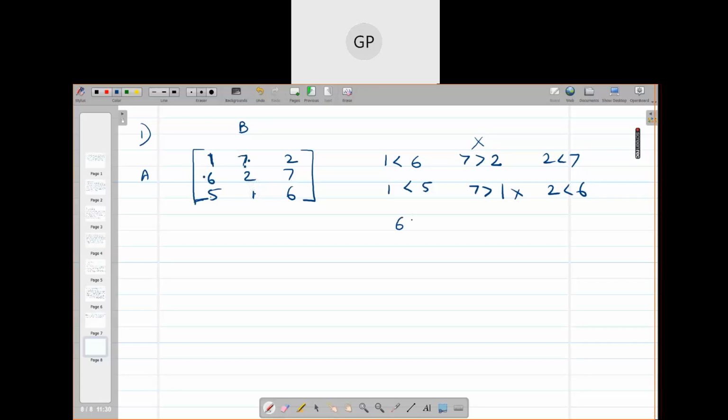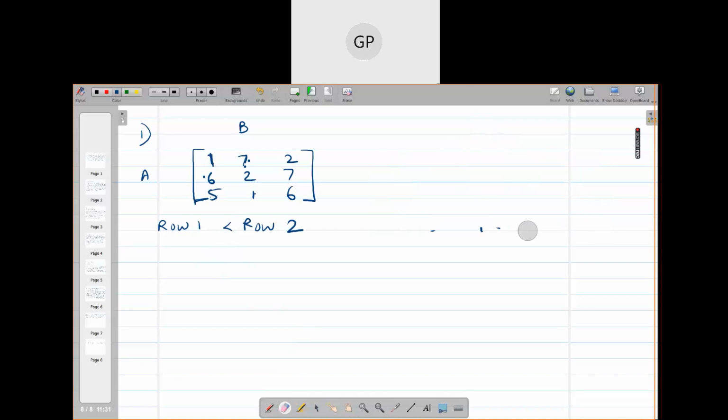6 is greater, and I will write the smaller row first. 5 is less than 6, 1 is less than 2, and 6 is less than 7. That means what you observe here is that row 1 is less than or equal to row 2, right? Yes or no? Right, girls? Please answer something. Yes. So the elements in row 1 are less than the elements in row 2.